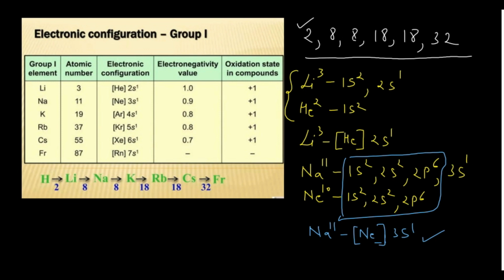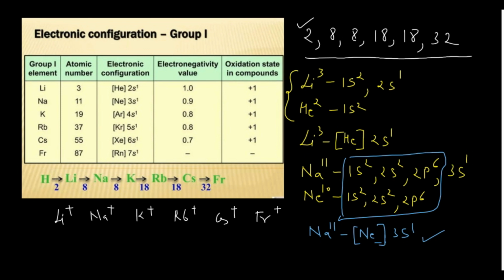Okay, so now next is the electronic configuration, which is very, very important, and you should know how to write it. If you make the positive ions, Li positive, Na positive, K positive, that means the lithium ion, the sodium ion, the potassium ion, then the rubidium ion, the cesium ion, and the francium ion.